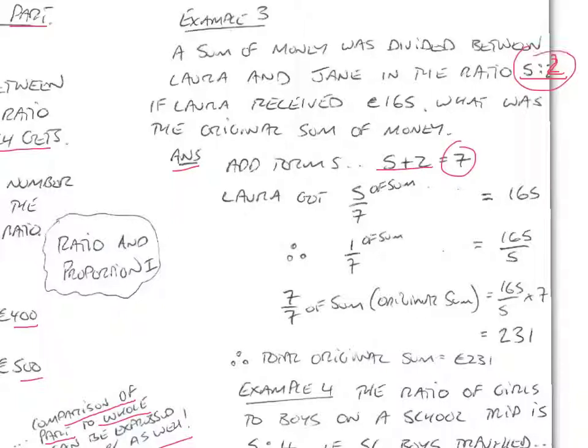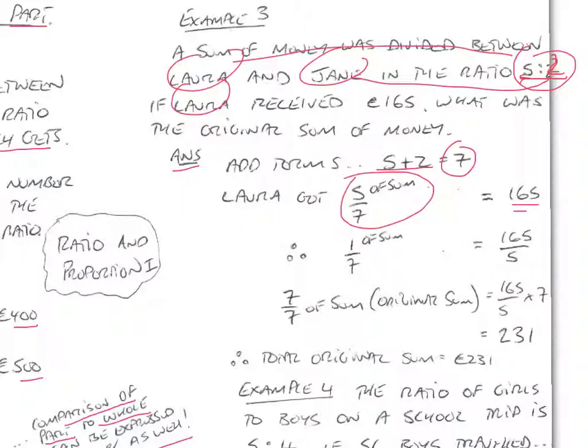So how we approach this, as always, add the 2 terms. 5 and 2 is 7. Laura got the 5 parts, Jane gets the 2 parts. So Laura got 5/7 of the sum of money, and that was equal to 165. So 1/7 of the sum would be 165/5, because we divide both sides by 5. Therefore the original sum, the 7/7, is that 1/7 value times 7, and that's €231. So the total original sum was €231.